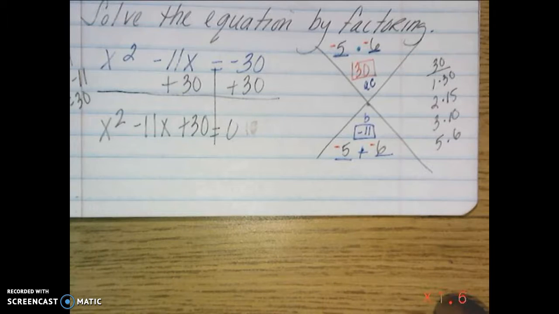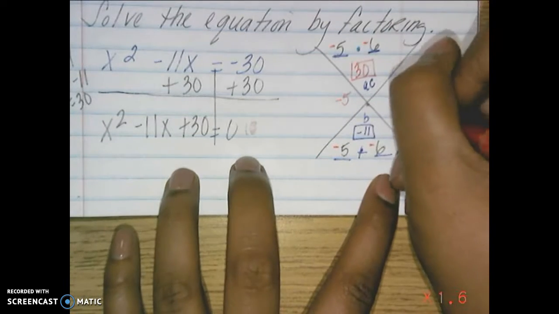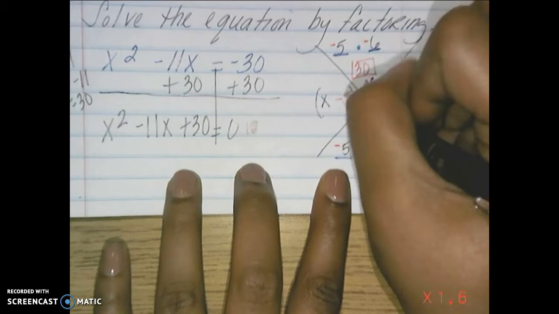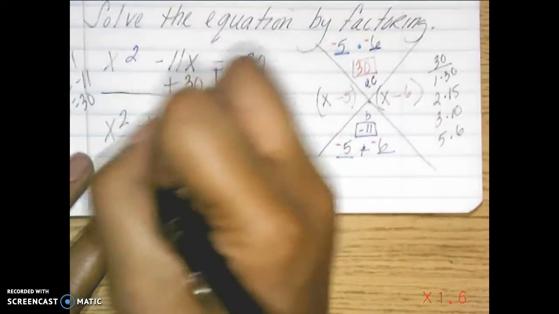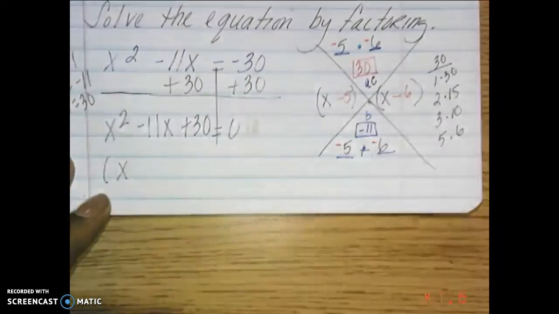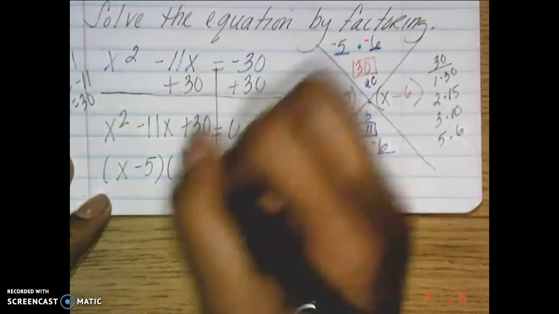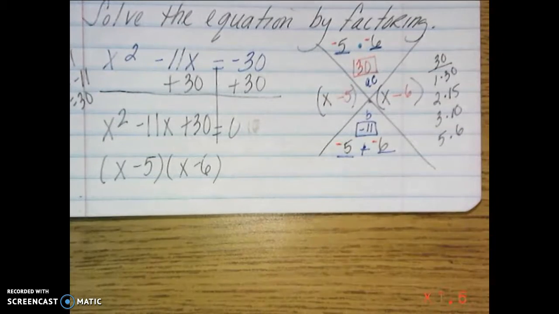Our two factors are negative 5 and a negative 6. What goes in front? Okay, and we have just made our factor form for our quadratic. But we have to do one more thing, because it says solve, so we're looking for a solution.